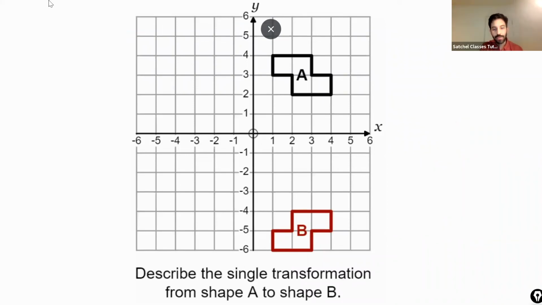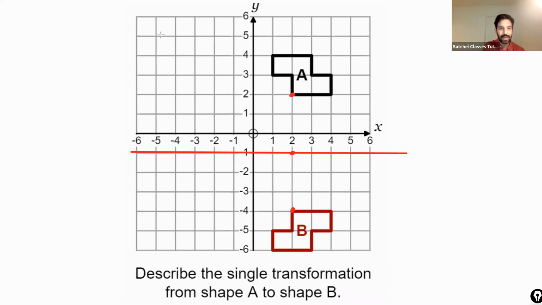What we have here is describe a single transformation from shape A to shape B. Now, again, let's count the distance between 2 corners. So I'm going to pick this corner here and this corner here. So we've got 1, 2, 3, 4, 5, 6 squares. So halfway between 6 is going to be 3. So we've got 1, 2, 3 here. So my mirror line is going to be at this point here. And if I just draw it, this is what our mirror line is going to look like.